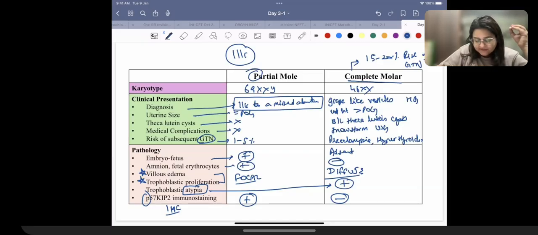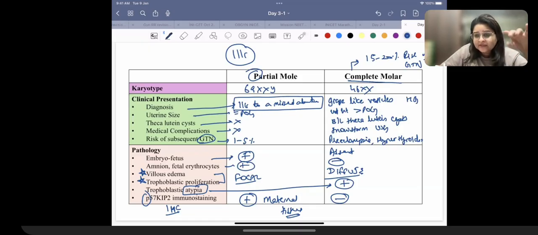Remember this immunohistochemistry marker is expressed only in maternal tissue. It is not expressed in paternal tissue, and hence it is present only in a partial mole, not in a complete mole. So this is the difference between a partial mole and a complete mole, which you should understand.